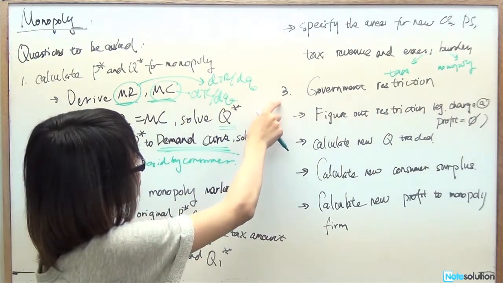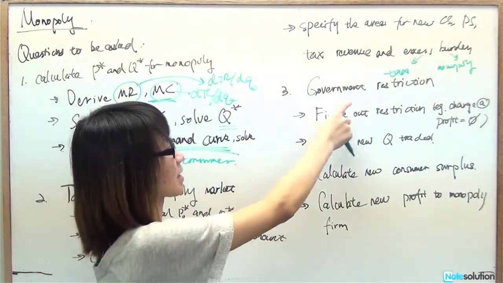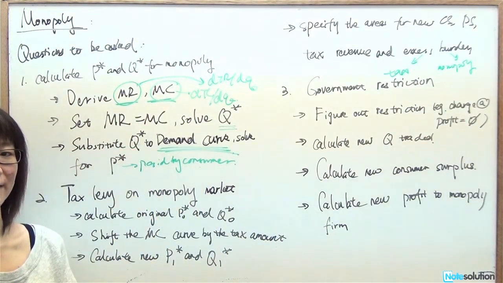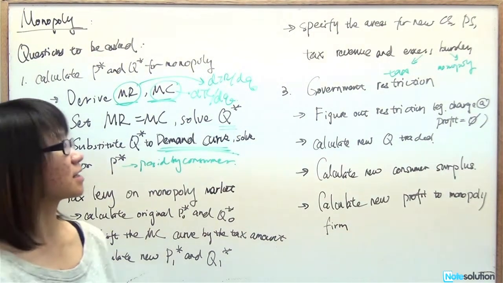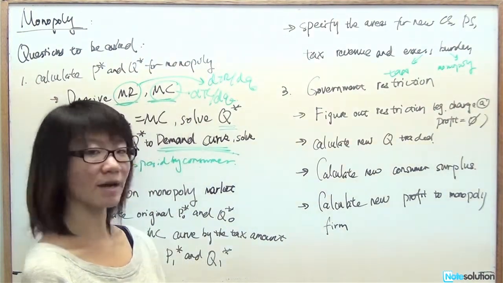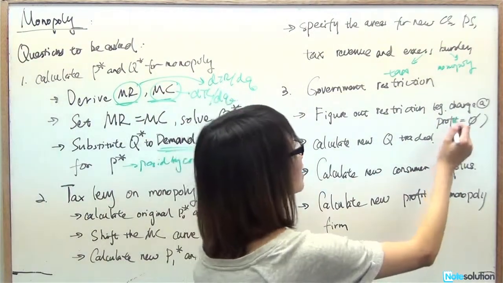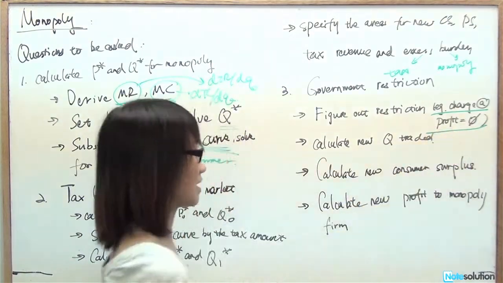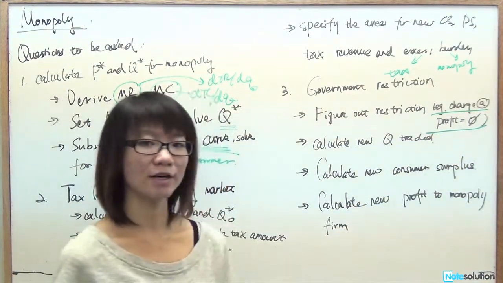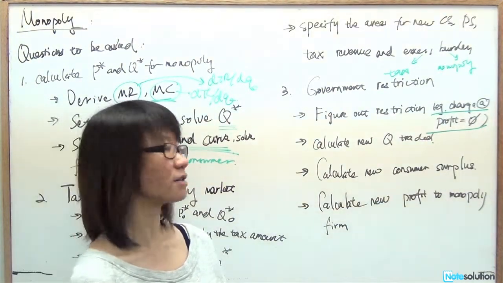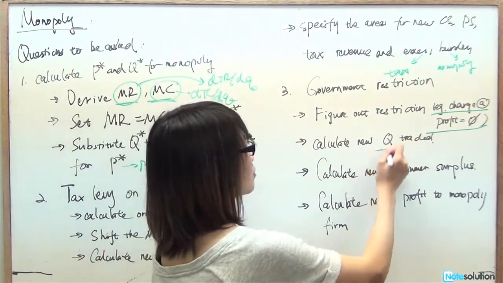The third type of question that will be covered is the government restriction. We can see that in the monopoly market, price is greater than the marginal revenue, so the monopoly market will always have a profit. To restrict their profit, the government may restrict how much they can charge. For example, the government may require the monopoly firm to charge so that profit is equal to 0. When profit is equal to 0, total revenue is equal to total cost. By using this formula, you can calculate the new Q that should be traded.